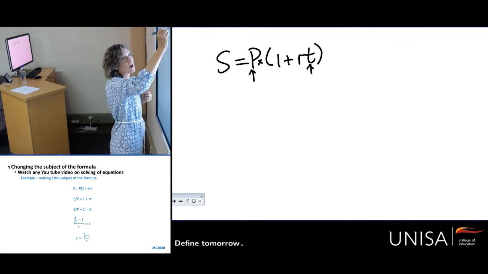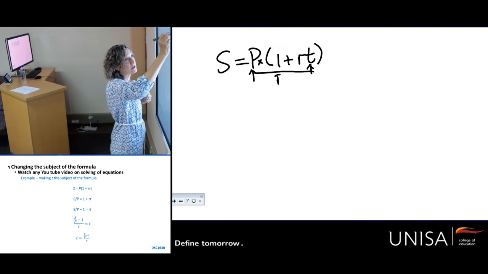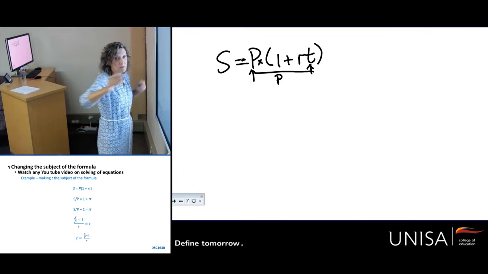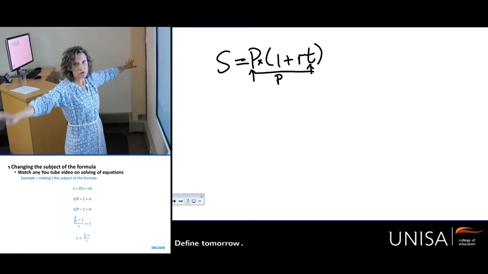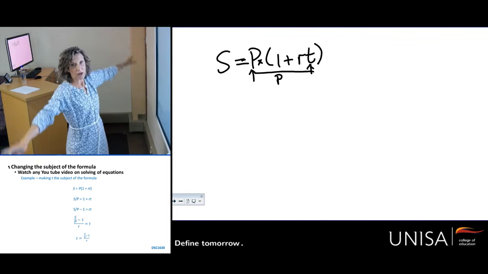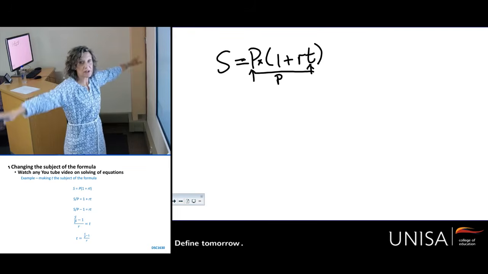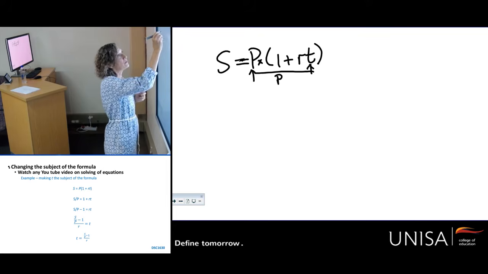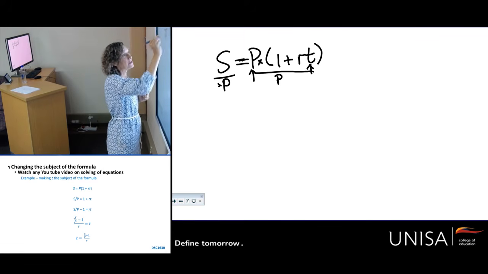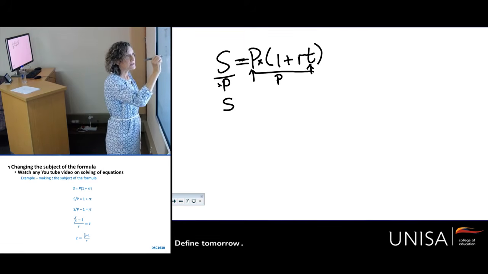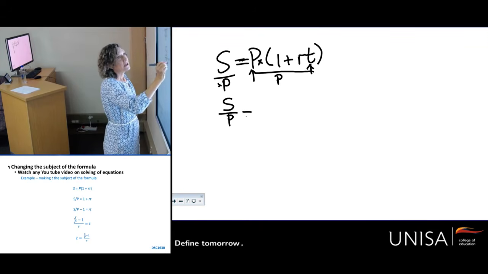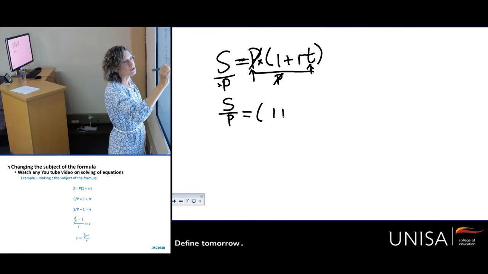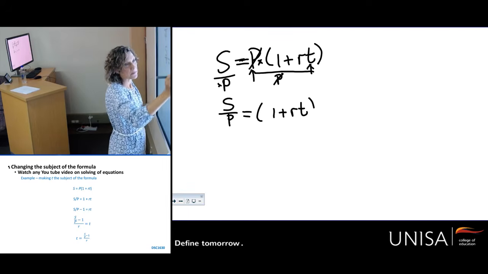So we would divide that side by P, but the moment we do that, because of the equal sign, remember, whatever we do on one side, we must do the same on the other side to get it back to the balance, the equal. So we need to divide by P as well. S divided by P gives us, the P cancels out, equal to 1 plus RT.